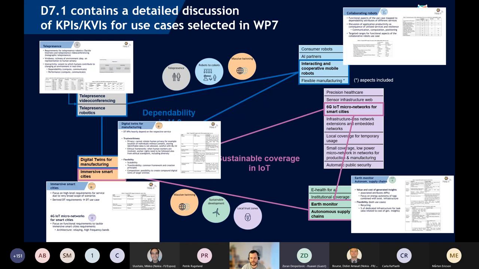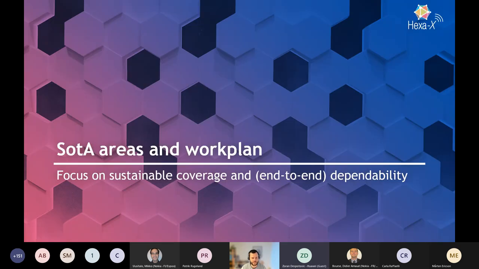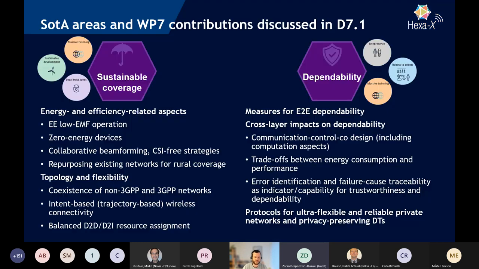As I said, from this description of use cases and their KPIs and KVIs, we then derive the work plan for our work package. We also, of course, detail the state of the art for the respective enablers that we consider. So I'll just provide a brief overview here on this slide. We structured our contributions on the state of the art into the two areas, sustainable coverage and dependability, with the respective use cases that I just briefly described. For sustainable coverage, we consider works on energy efficiency related aspects.